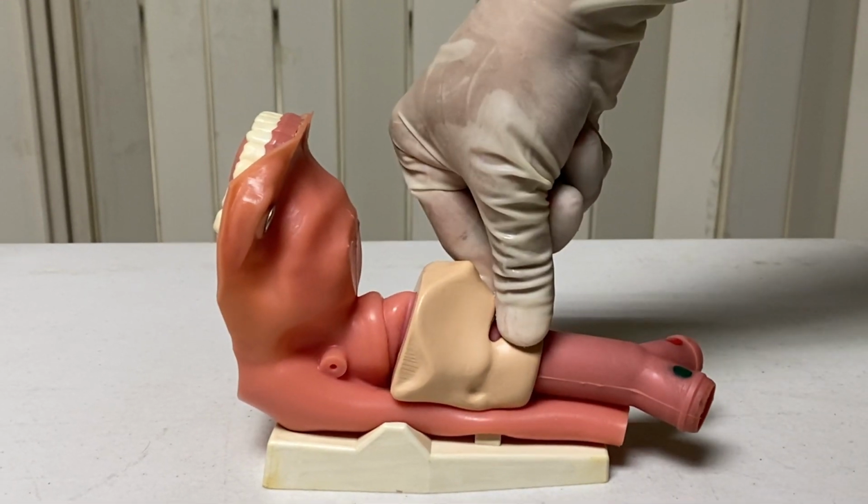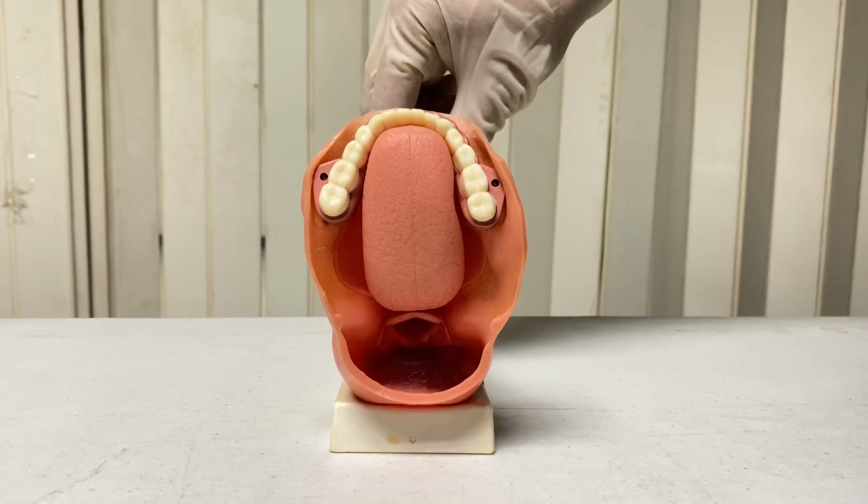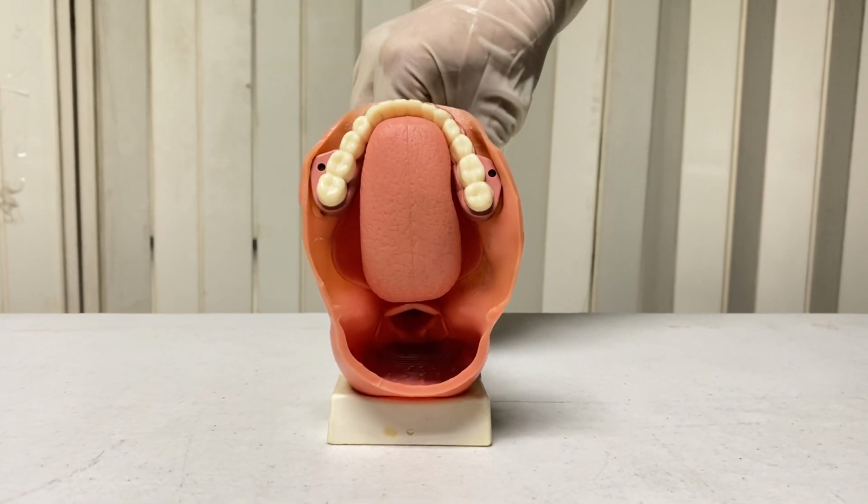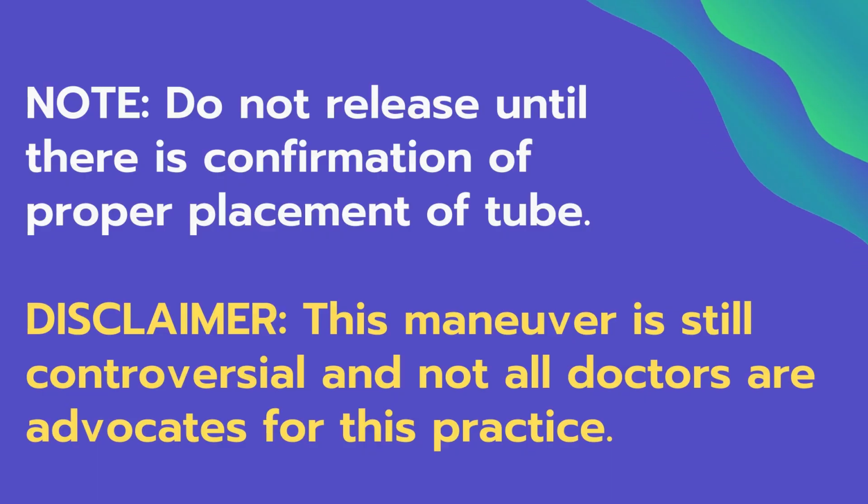Simultaneously, perform the Sellick maneuver by applying pressure on the cricoid cartilage with 10 newtons or approximately 1 kilogram. This is important for our patient, especially since he is obese. Cricoid pressure should not be released until tube placement is confirmed.